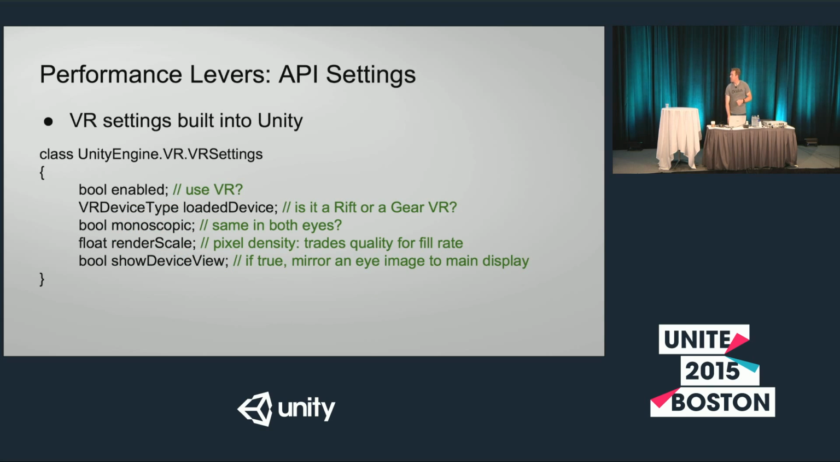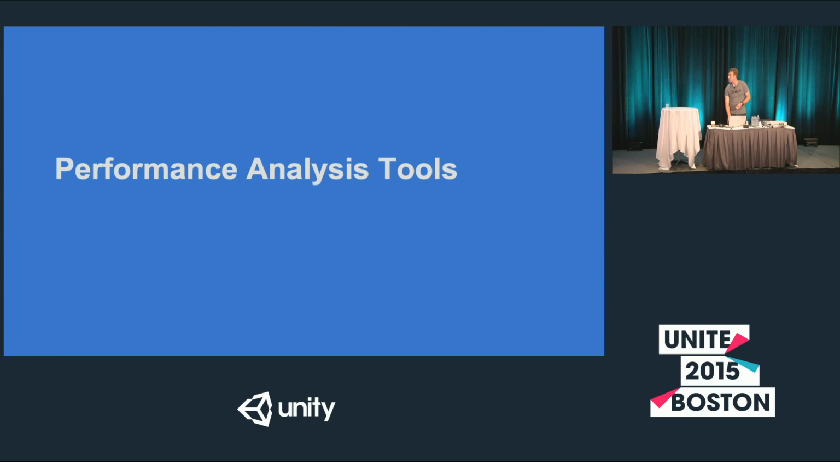Okay, so Unity offers the render scale, like I mentioned. It also allows you to turn off mirroring to the main display. That's the show device view. And then you can also have it render the same image to both eyes, which will make it look stereo incorrect, but if most of your content is very far away, that's pretty significant savings in render cost. You can also select between multiple VR devices if you have them plugged in, and disable VR completely.